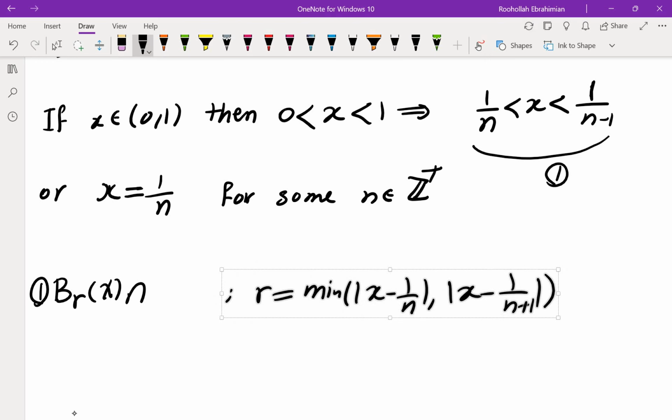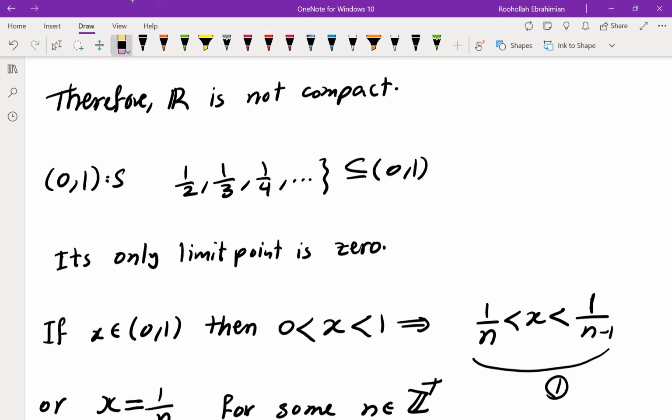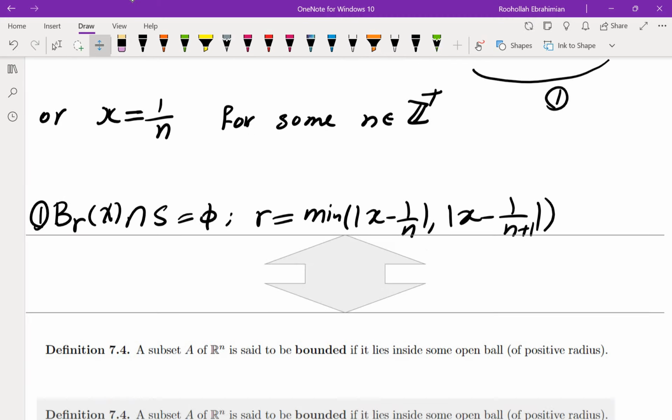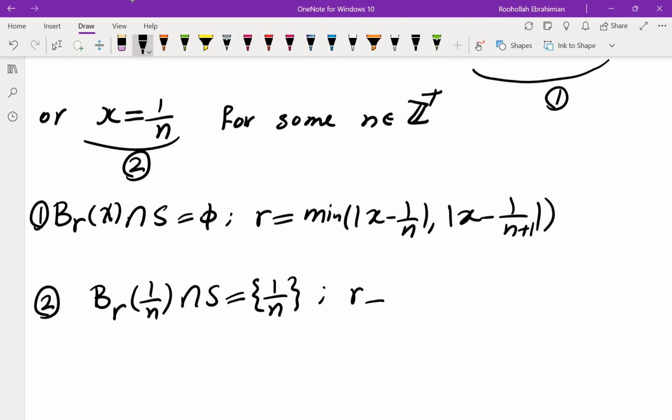So this intersection with S is empty if I call this set S. Okay, that's if x is not 1 over n. If x is 1 over n, so in the second case, we'll just take the ball of radius r centered at 1 over n. This intersection with S is just 1 over n if you make sure that r is small enough. So you could take the distance between 1 over n and 1 over n plus 1, and 1 over n and 1 over n minus 1.